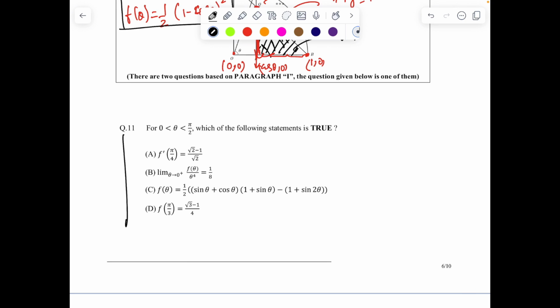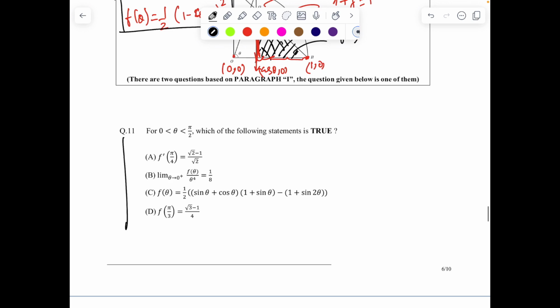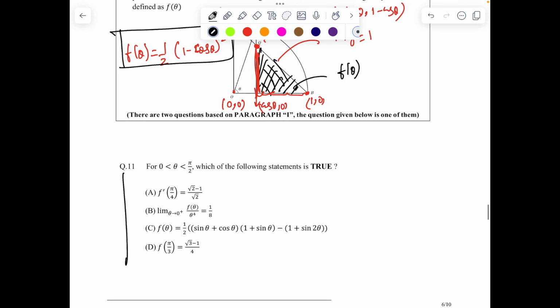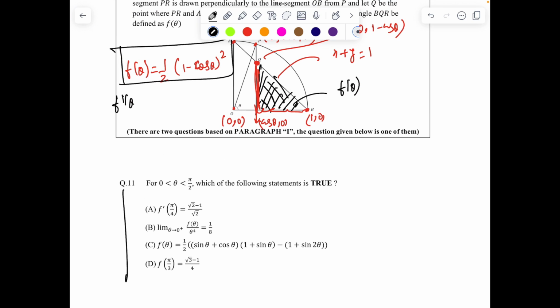Now once you got f of theta, the rest is just a ritual, because after f of theta, f dash of pi by 4 you can definitely check. So if you check by differentiating this, what is f dash theta? It's half into 2 into 1 minus cos theta into sin theta. So sin theta into 1 minus cos theta. So you check at pi by 4: 1 by root 2 into 1 minus 1 by root 2. So that will give you root 2 minus 1 by 2. So this is clearly wrong.